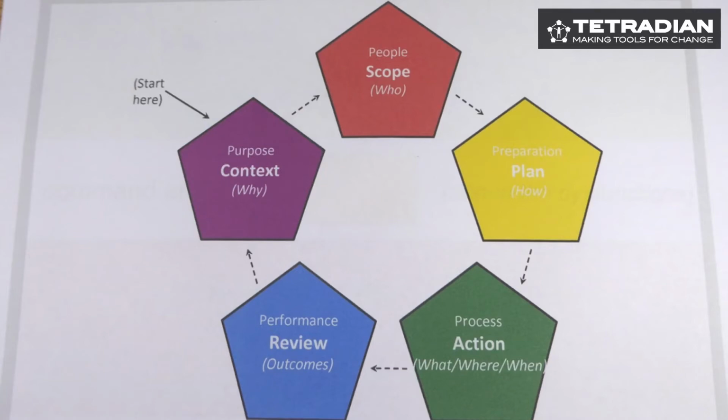So context, scope, plan, action and review. It's actually the same for every type of content or context, the same at every scope or scale, a consistent method to help us guide how change will work.